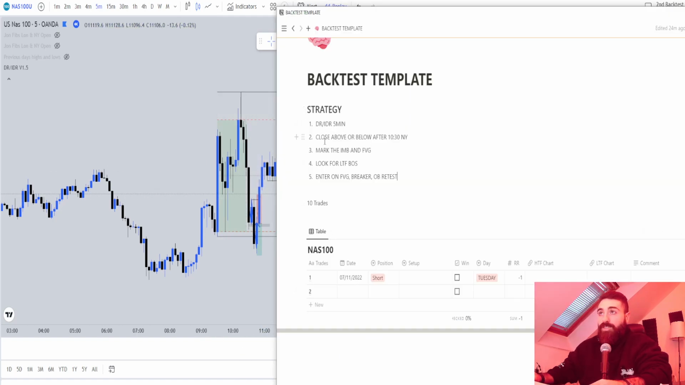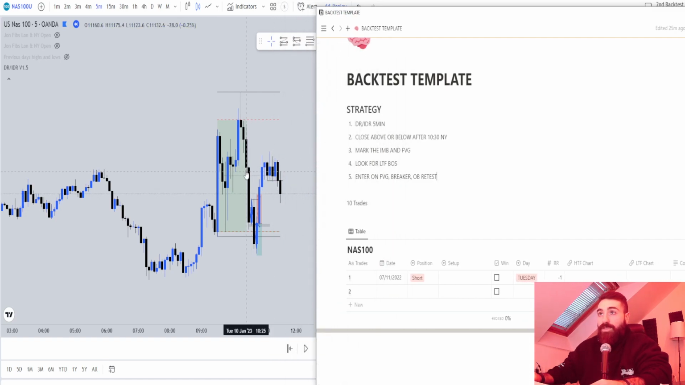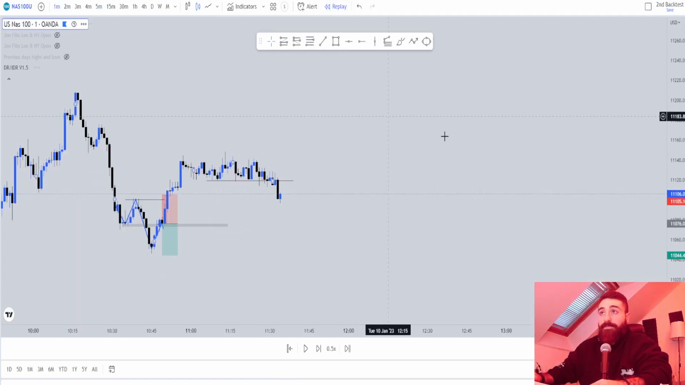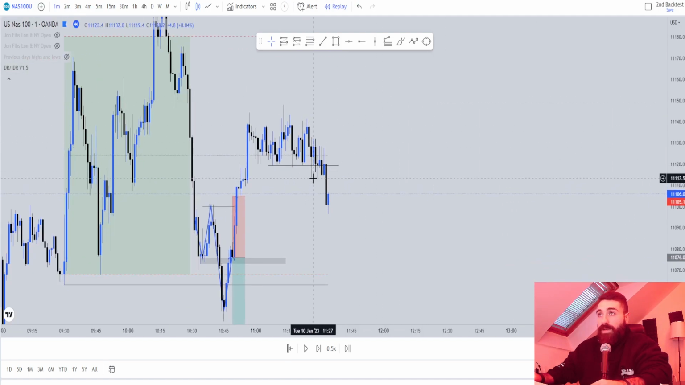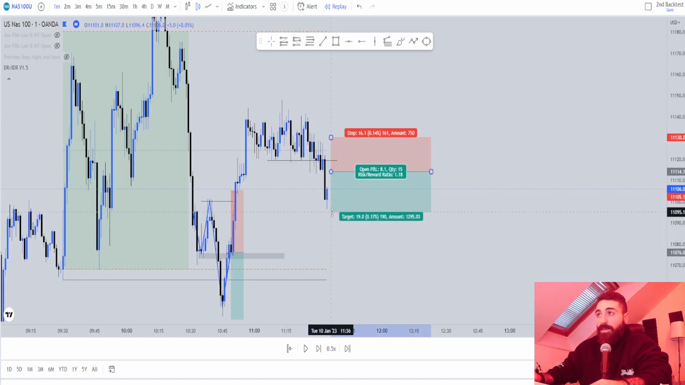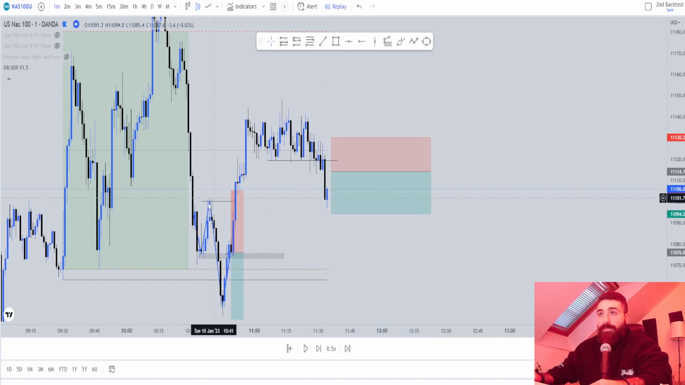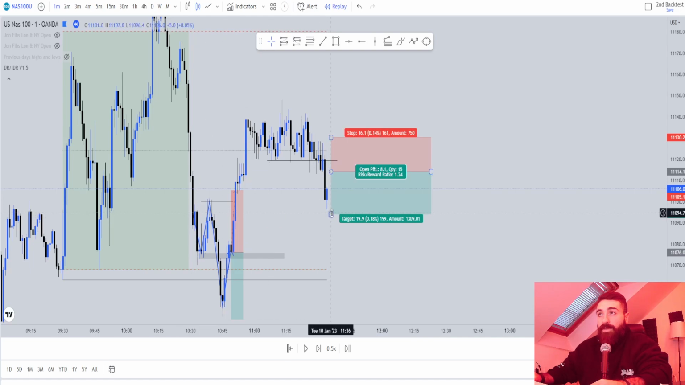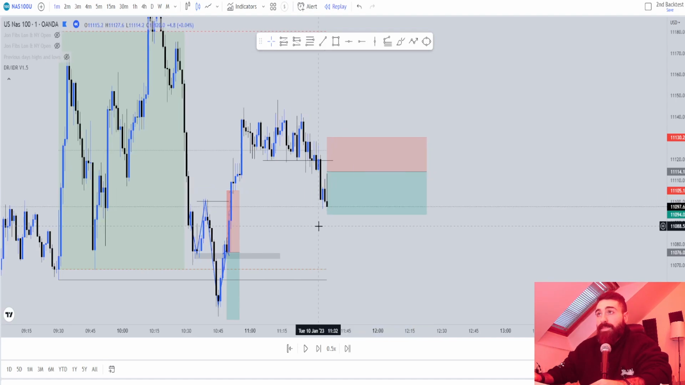So our strategy is close above or below, mark the imbalance and the fair value gap. Okay, this is the imbalance and the fair value gap. We're gonna go to the 1 minute right now and enter on a fair value gap after a short-term low has been taken. Okay, right here. So let's say our entry would be here above this, and we're gonna target right here. We have these fair value gaps, but we also have this area that the price could react from. First partial here, and then we're gonna take the second partial here. Okay, let's see.